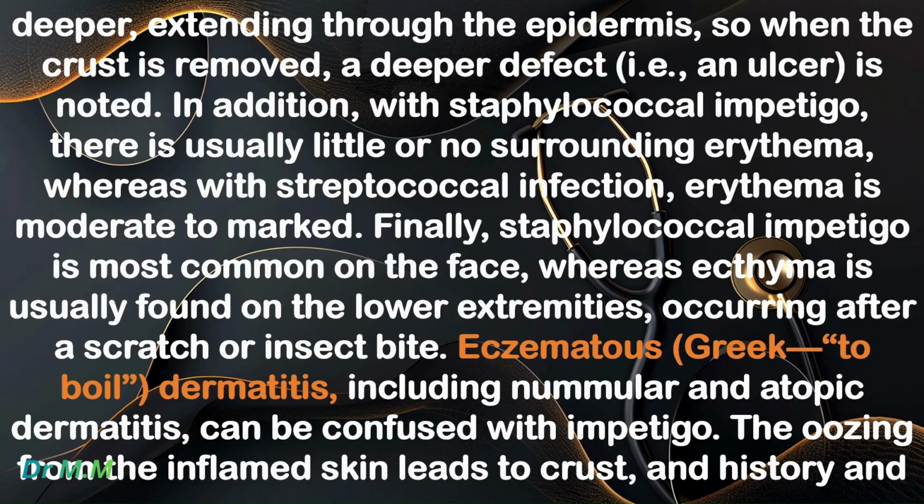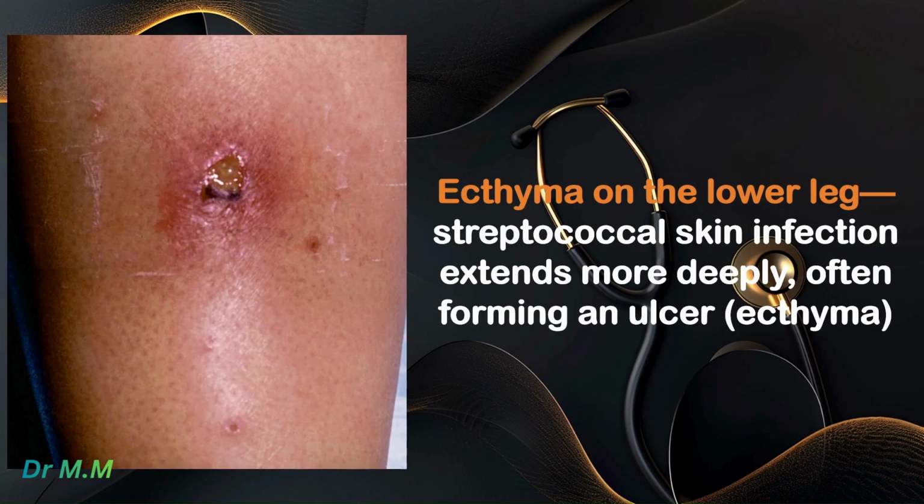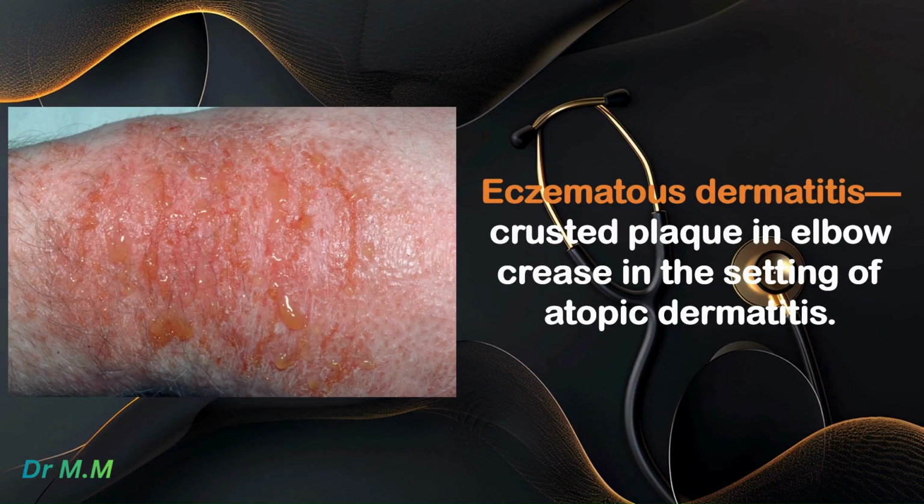Eczematous, Greek, to boil, dermatitis, including nummular and atopic dermatitis, can be confused with impetigo. The oozing from the inflamed skin leads to crust, and history and physical examination findings help distinguish impetigo from eczematous dermatitis. Impetigo in the axilla, annular plaques with central erosion. Petrolatum ointment hides the scale. Ecthyma on the lower leg, streptococcal skin infection extends more deeply, often forming an ulcer, ecthyma. Eczematous dermatitis, crusted plaque in elbow crease in the setting of atopic dermatitis.